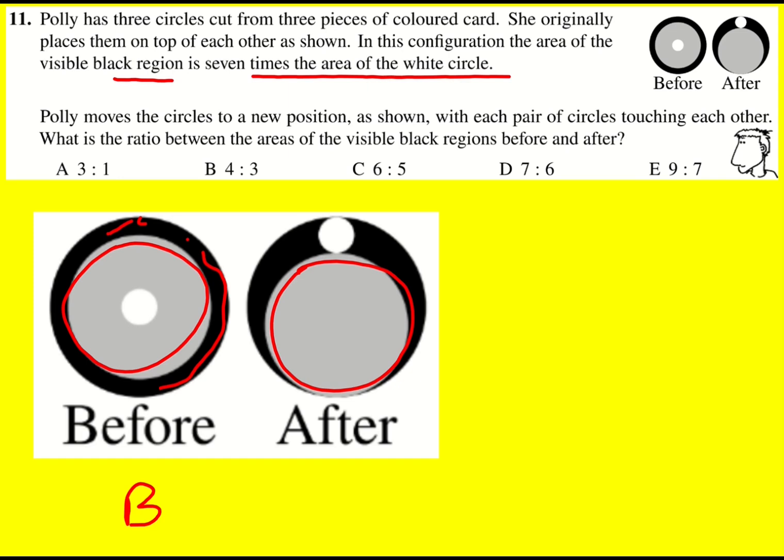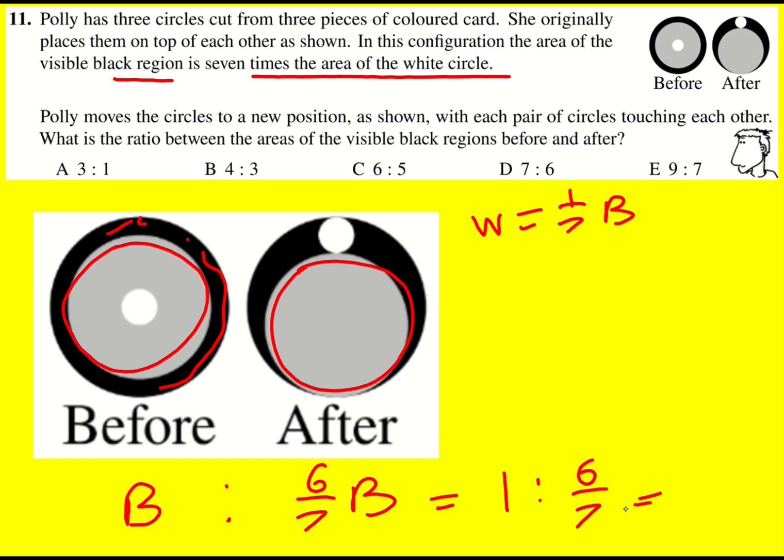Now, because the black region is 7 times the area of the white circle, that means the white region is actually 1/7 times B. So if we reduce it, we're going to get 6 over 7B. And therefore the ratio of the areas before and after is going to be B to 6 over 7B. We can just cancel out the B's: 1 to 6 over 7, times through by 7, which gives 7 to 6.